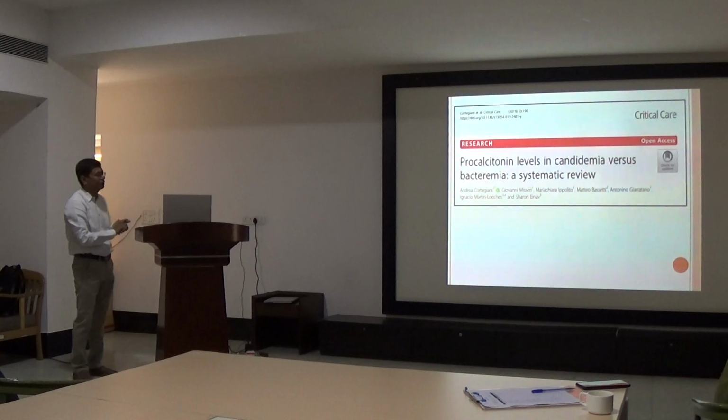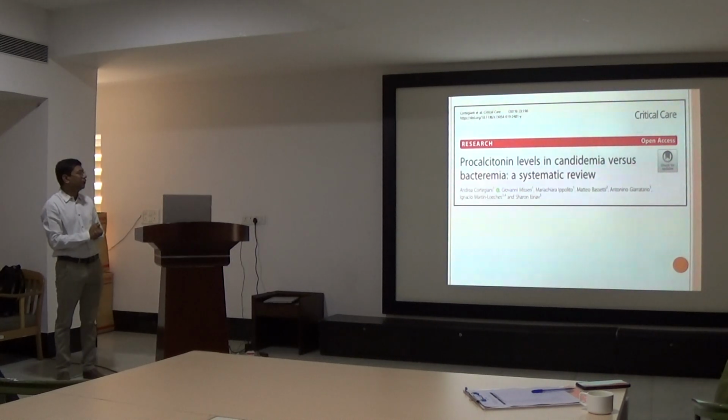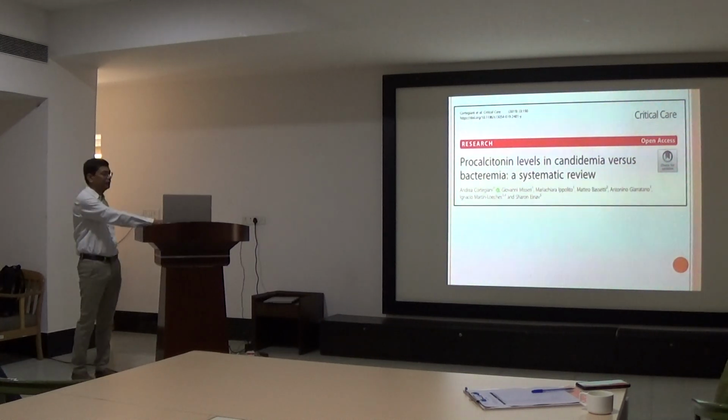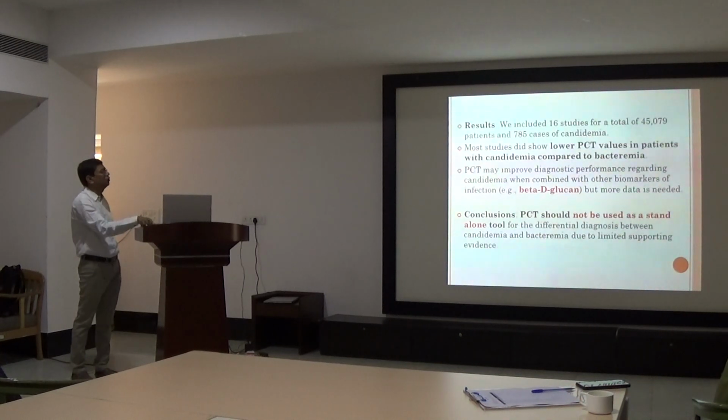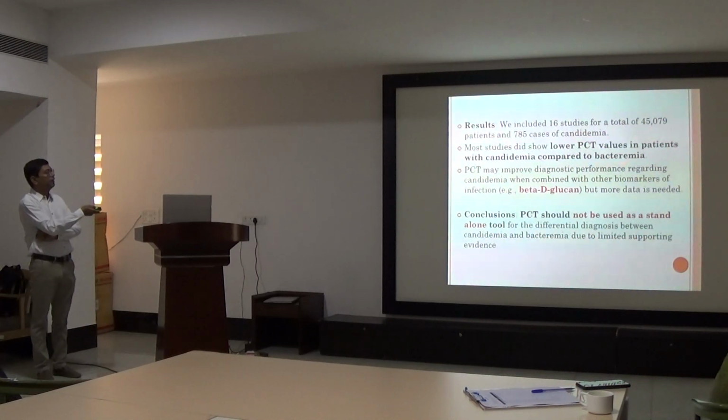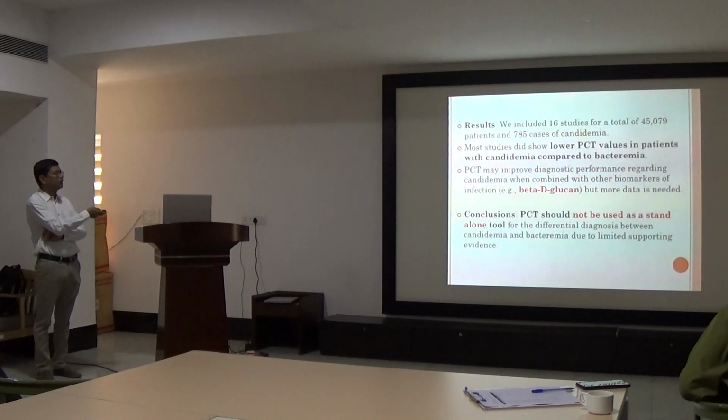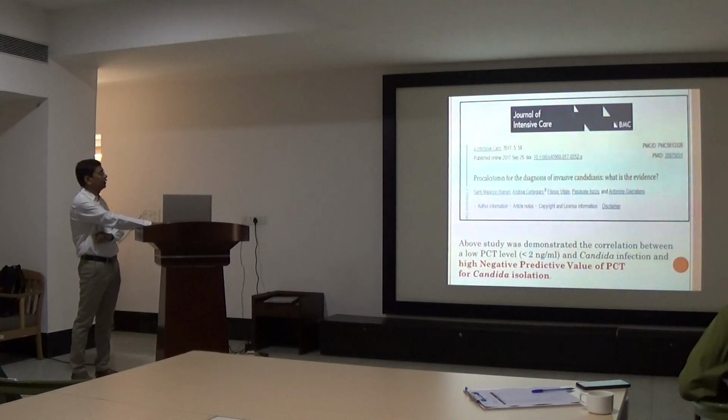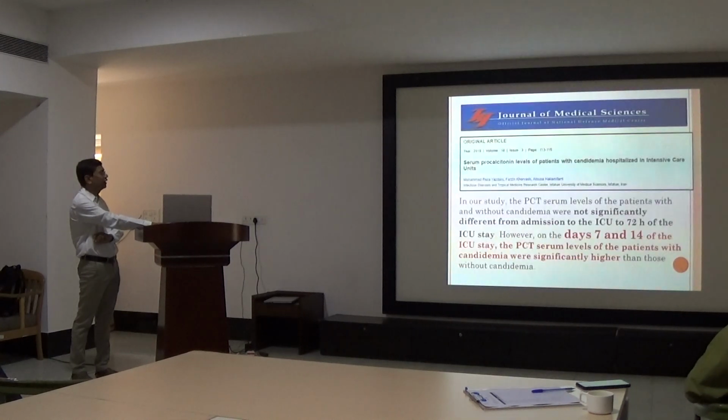So this is a slight dilemma: procalcitonin level in Candida versus bacteremia. They say that if bacteremia is there, PCT will rise, but in Candidemia, PCT values are not rising and you have to do another biomarker like beta-2 glucan. So it is not a stand-alone tool to differentiate between Candidemia and bacteremia. There is a high negative predictive value of PCT for Candida isolation.